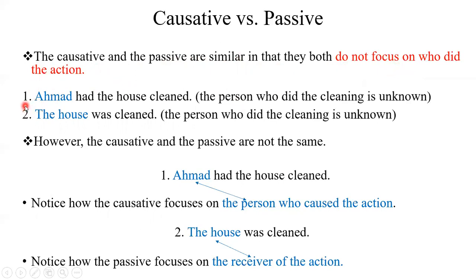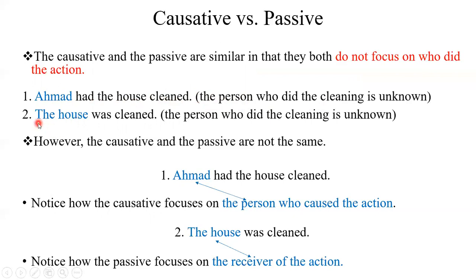So look at sentence 1. I say, Ahmed had the house cleaned. Ahmed is the cause. House is the receiver or the object. But where's the doer? There's no doer. The person who did the cleaning is unknown. More importantly, the person is not important. I can say Ahmed had the house cleaned by the clean lady. So by the clean lady would be the doer. But again, the doer is not important.